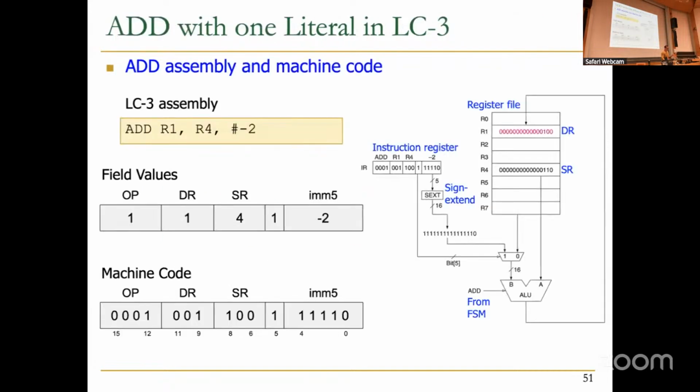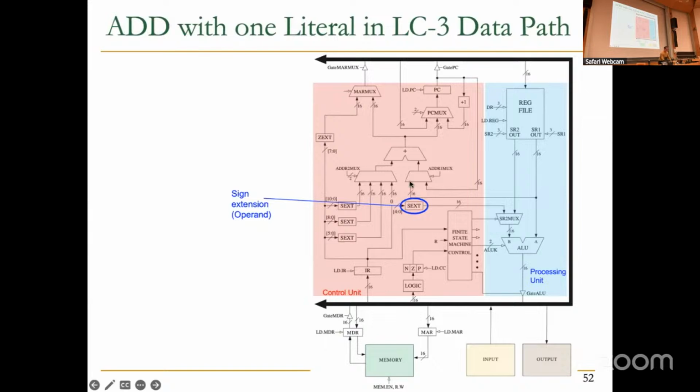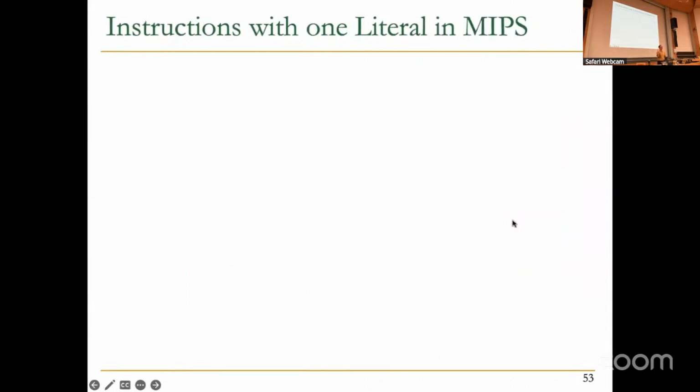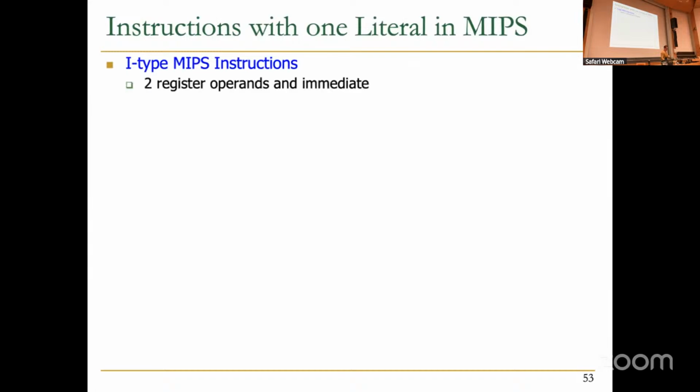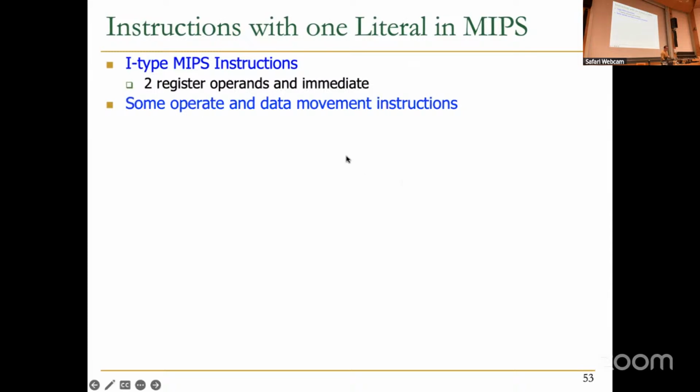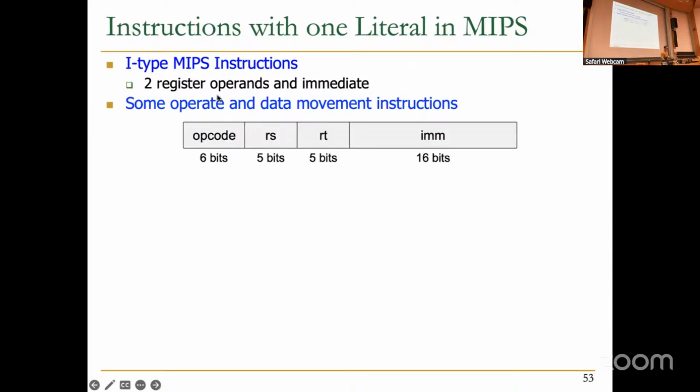Okay, we've seen how this works, and we have seen that we're complicating the data path so that we can actually execute this instruction. It's not that bad, but it's complicating the data path still. Now let's take a look at a similar instruction, MIPS. These are I-type MIPS instructions. They actually have different opcodes than R-type. You essentially have 2 register operands and an immediate. Some operate and data movement instructions are like this. It looks like this essentially.